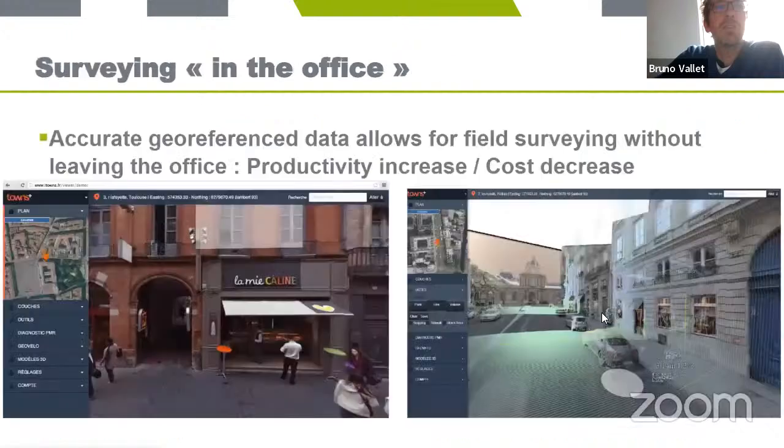When you have a very accurate city model, you can do surveying from the office. So this accurately georeferenced data can replace going to the place to measure things, because you can do the same measures directly.